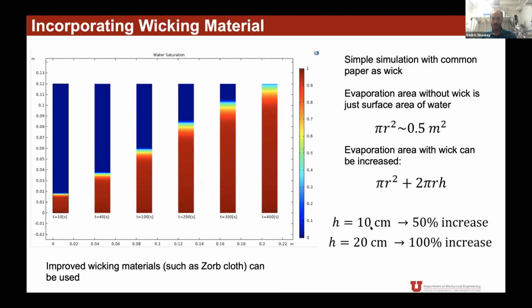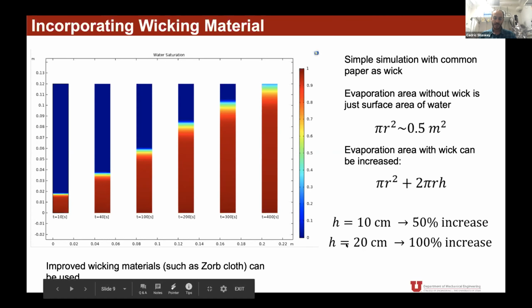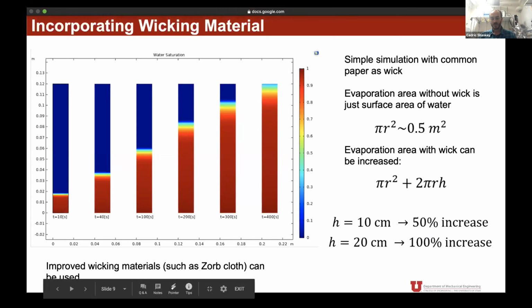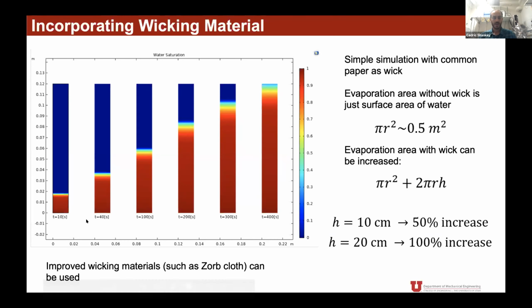With the chamber that we simulated, if you have an h of 10 centimeters, your area increases by about 50%. And likewise, with 20 centimeters of wicking material, you can increase the evaporation area to about double. The wicking material can also serve as an insulating material around the sidewalls of the evaporator, so you have an improved benefit there as well. And then we want to look at using Zorb cloth, which was used in other papers on wicking solar desalinization systems.